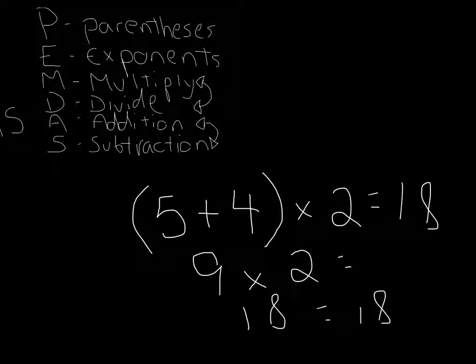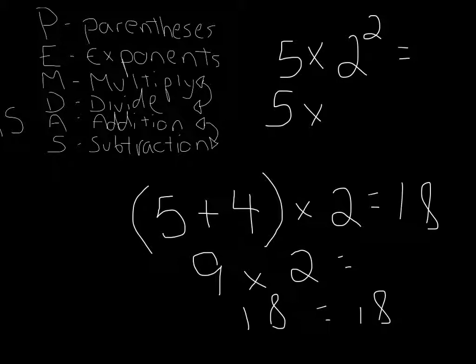Now let's say we have a question that is 5 times 2 to the power of 2. Will I multiply 5 times 2 first? Well, according to PEMDAS, we have to do exponents first. So, let's try that. 5 times 2 to the power of 2 equals 5 times 4, and 5 times 4 equals 20.